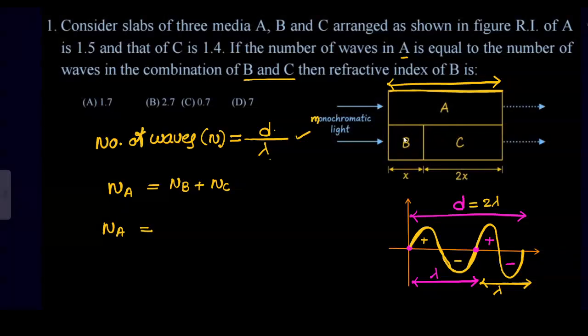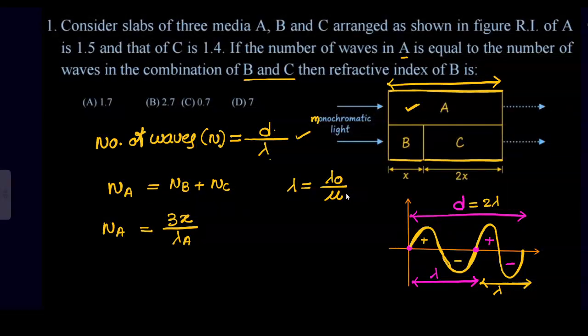A distance means now this part is the A distance, or A length. Yes, so that is what you tell me now: 3x by lambda. Wavelength in this medium, we can say this as lambda A. And what is the wavelength in any medium? Lambda equal to what? Lambda naught by refractive index.